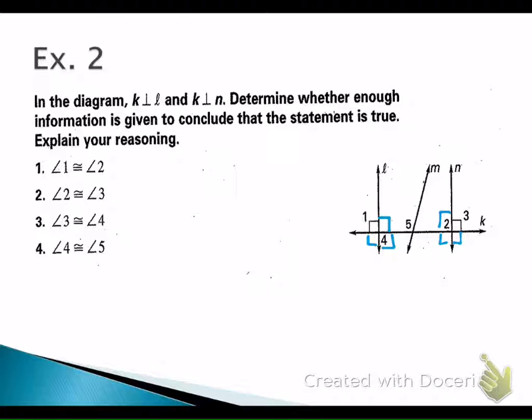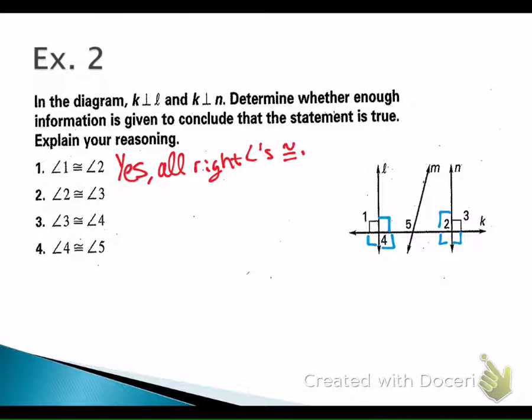I'm going to try to answer these questions, same idea as the last slide. Angle 1 and angle 2. Can I conclude that those are congruent? Yes. Why? Good. So my reasoning is that all right angles are congruent. And notice that I'm using the angle symbol instead of writing the word angle and the congruent symbol for writing the word congruent. It just makes these go a little quicker. If you want to write out the words, go for it.